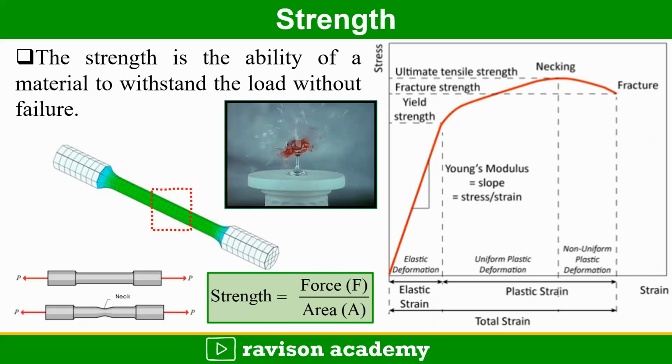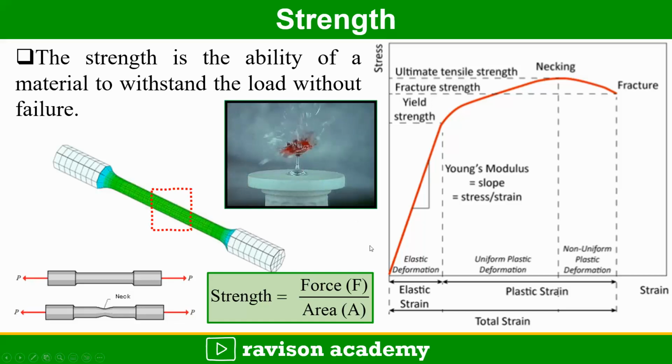So coming to strength, it is the ability of the material to withstand the load without any failure. So consider a tensile test. I am stretching the rod. What happens? The length is elongating. At the same time, the diameter is reducing. At one point, the neck is formed and the fracture happens.